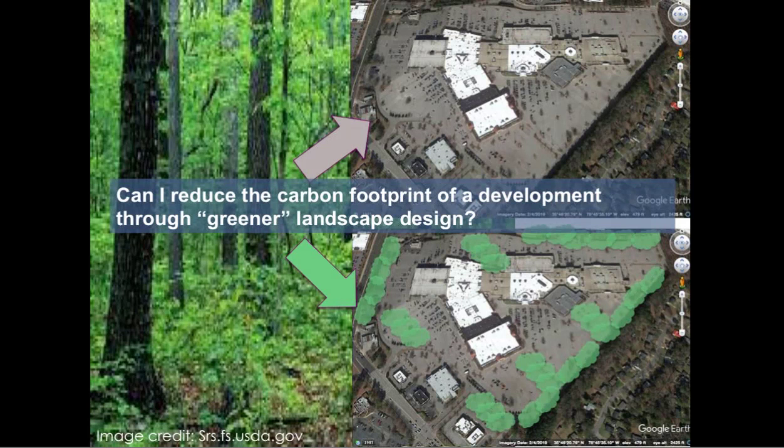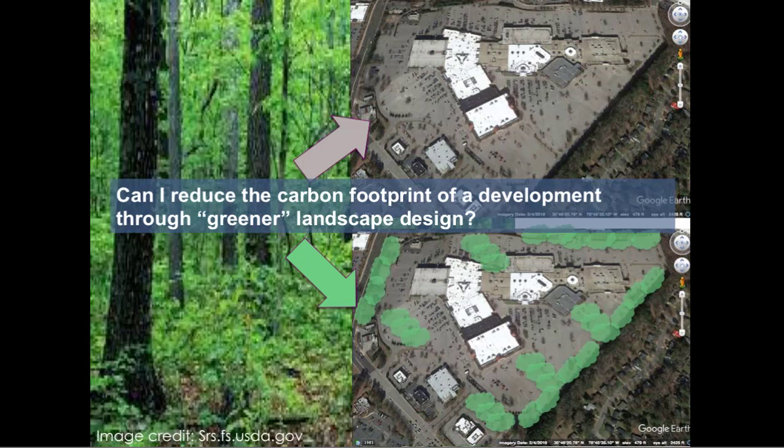Just to give an example of different types of applications, at the planning scale, one might be interested in trying to reduce the carbon footprint of, say, a conventional approach to development with an approach that incorporates more natural vegetation and soils on the site. So that would be one way that the model could be used.